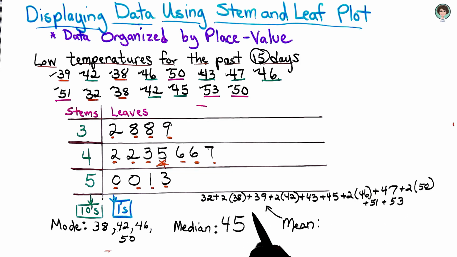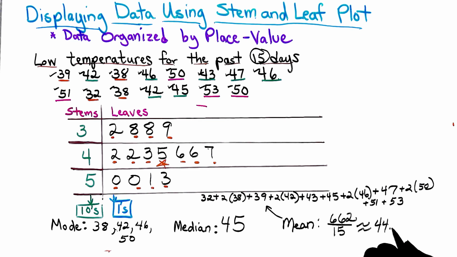Remember, we have to add all of those up to find our total, and our total is 662. We're going to divide that by 15 to find the mean, the average data point. When I do that and round it, my average is 44.1 degrees. Our median was 45 degrees. The mode we had 4, but notice the mean was a little bit smaller than the median.